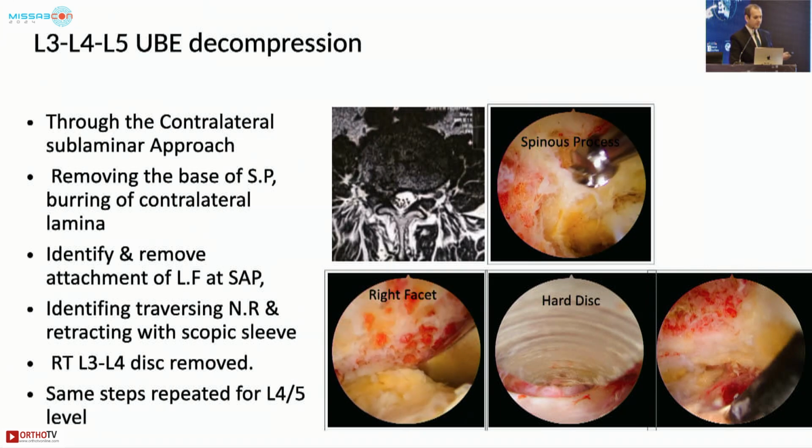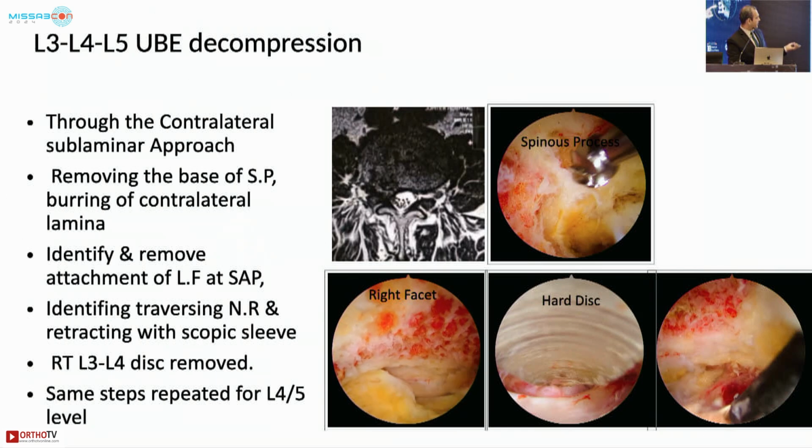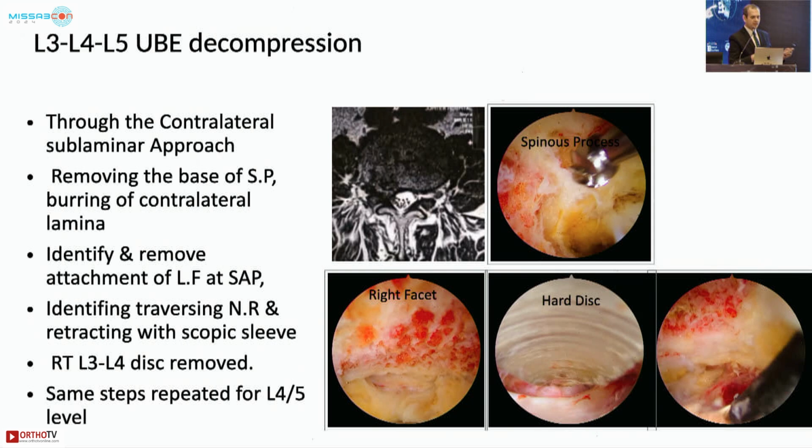Then in this video you can see that this is the lamina on the opposite side, that's the facet. This is the inferior articular process. The part to which the ligamentum flavum is actually attached, it turns white, is there. This is the superior articular process and this is the facet joint. So you go sublaminar to the contralateral side.